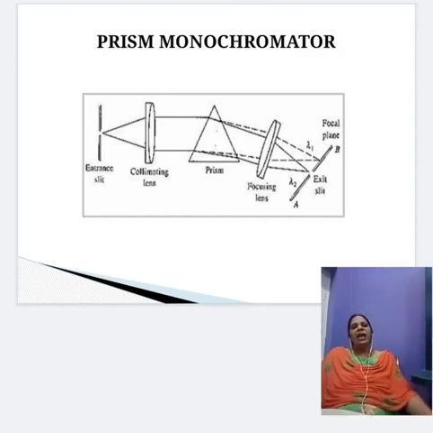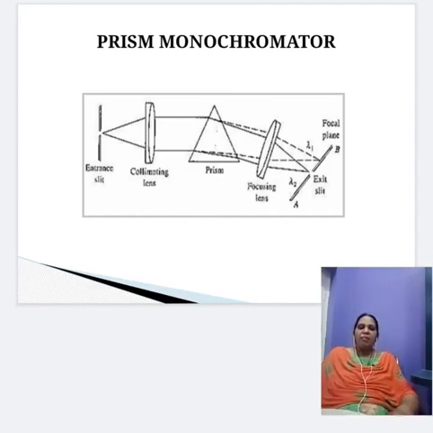When you move the exit slit across the focal plane of the focusing lens, you can observe the different wavelengths or bands of frequencies. The required wavelength passes through the slit. The other wavelengths are blocked, because the exit slit has a narrow opening. Whichever wavelength you want to pass, when you move the exit slit, your radiation falls on the exit slit, and that specific spectral wavelength passes through it.